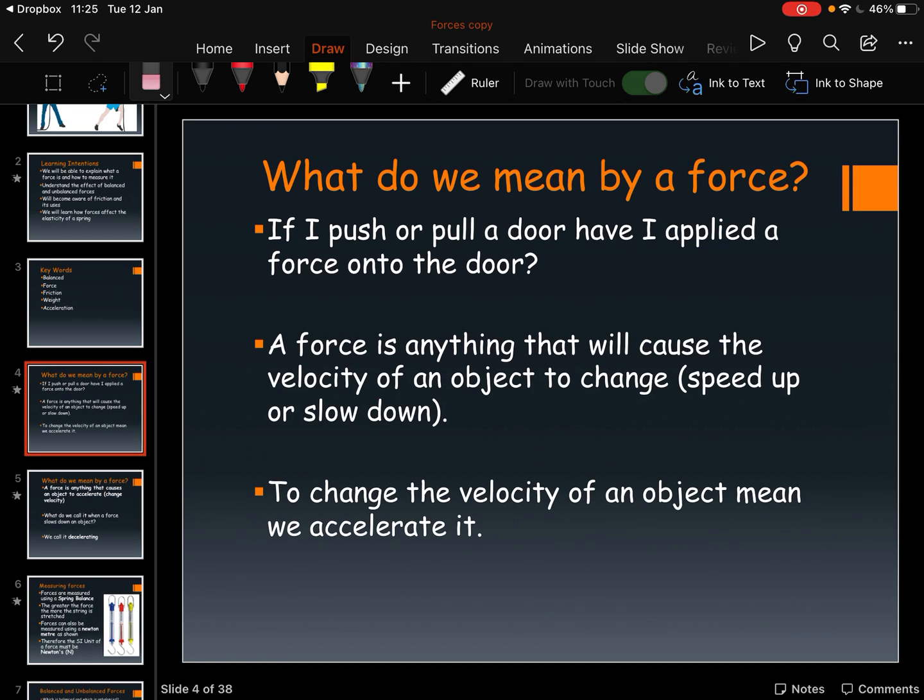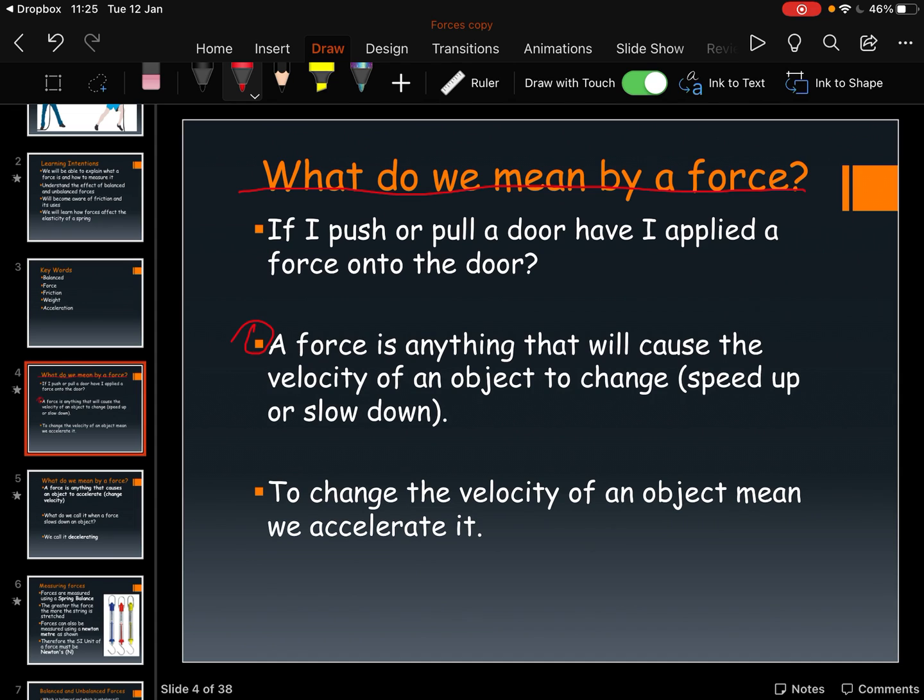What do we mean by a force? Okay, so your heading there is simply, what do we mean by a force? Okay, so if I push or pull a door, have I applied a force onto the door? Okay, so generally what we say, the definition of a force is as follows, okay? A force is anything that will cause the velocity of an object to change, i.e. speed up or slow down.